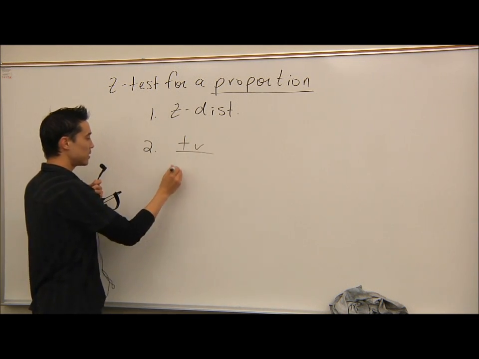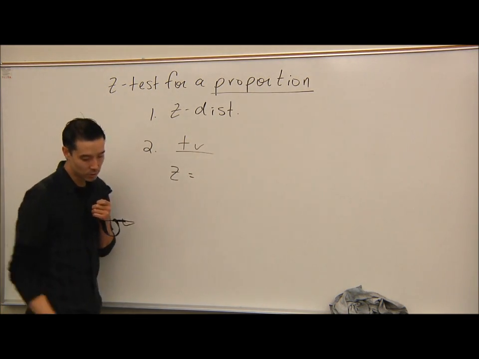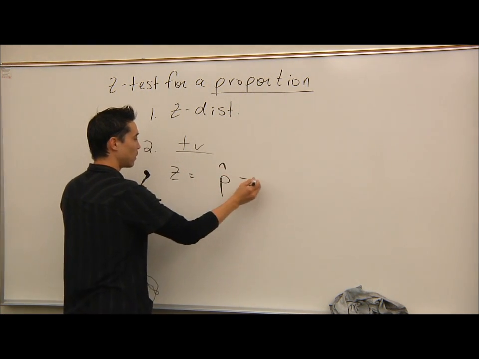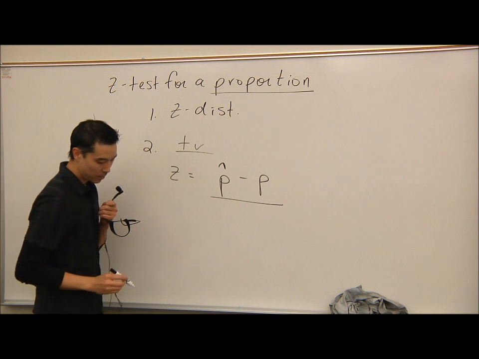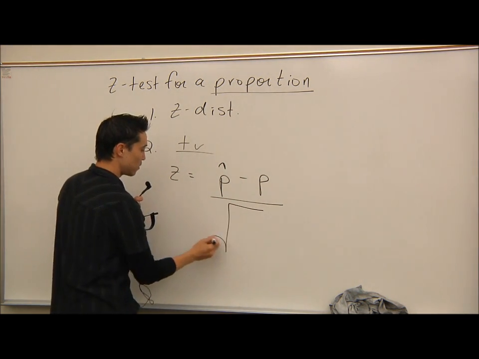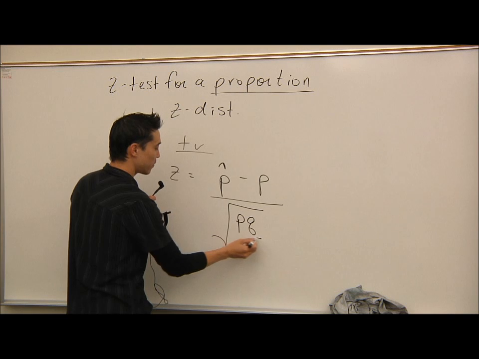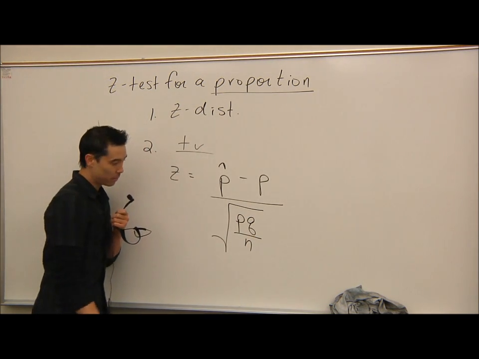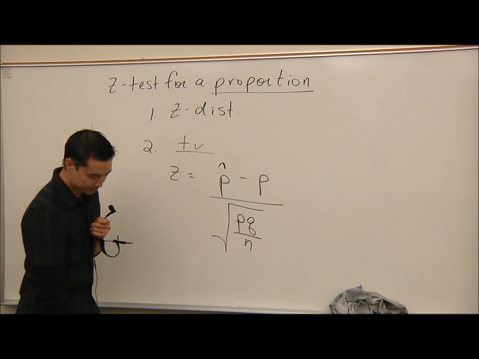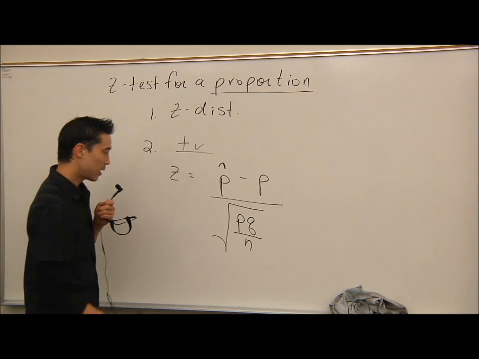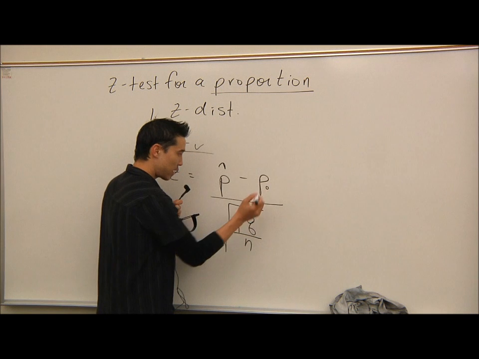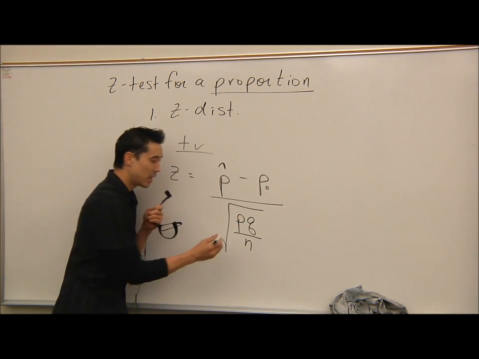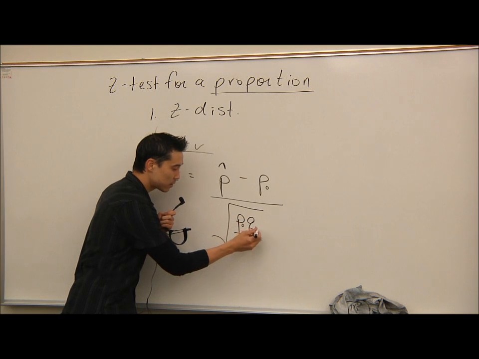All right, so it's going to be z equals, because it is a z-distribution, p hat minus p divided by, and then a big square root, and then pq divided by n, and all of that is under the square root. So make your square root really big to encompass all of that fraction. Now what I'm going to do is put a little p naught here, because I want you to associate that with what you have in your null and alternative. And also here, and also here.